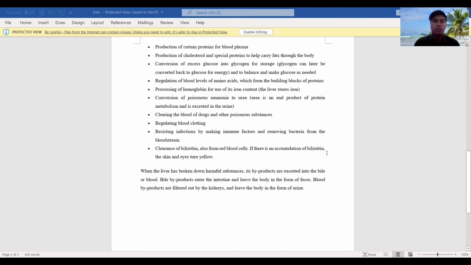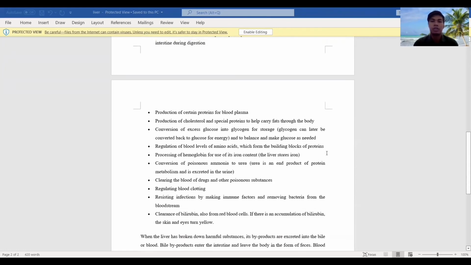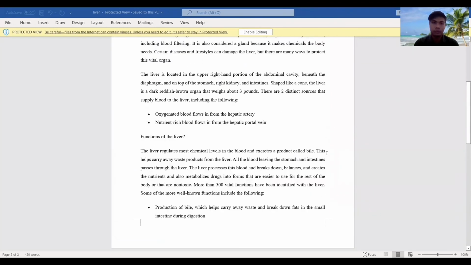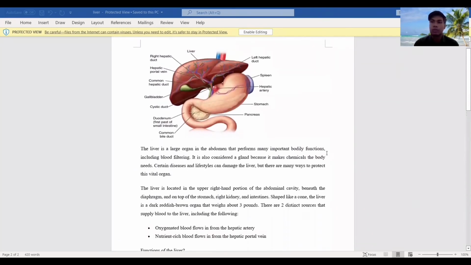When the liver has broken down harmful substances, its byproducts are extracted into the blood. Bile byproducts enter the intestine and leave the body in the form of feces. Blood byproducts are filtered out by the kidney and leave the body in the form of urine. This is the functions of the liver. That's all for me. Thank you.